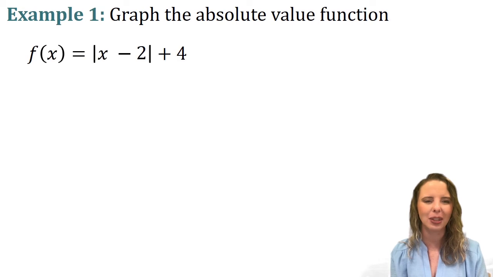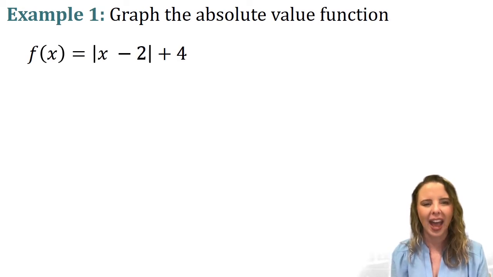We're going to graph an absolute value function using our translations. We have the absolute value of x minus 2, plus 4. We have minus 2. It's inside the absolute value bars, therefore it's on the inside of the function, meaning it moves right. We have plus 4 on the outside of the function. It moves up.